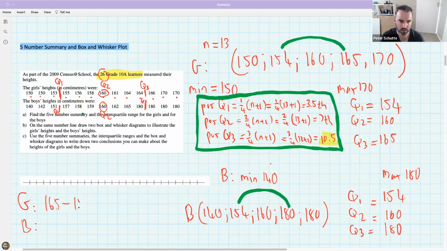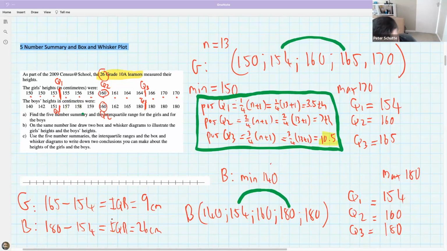165 minus 154 equals IQR, which is 9 centimeters. And for boys, it seems to be 180 minus 154, which means that the interquartile range for boys is going to be 26 centimeters.